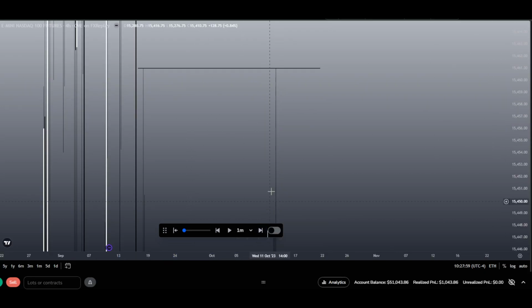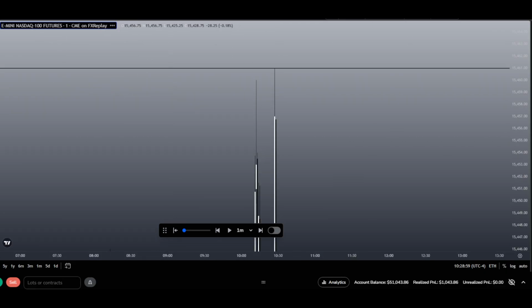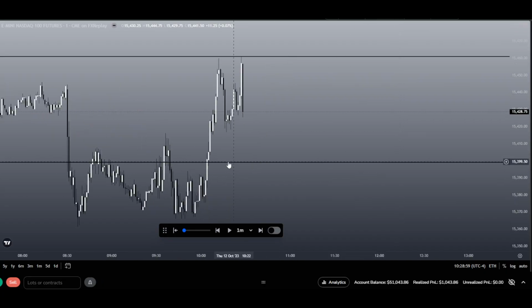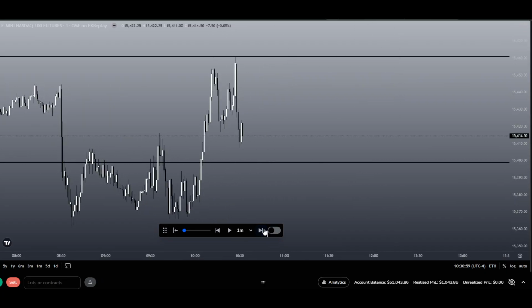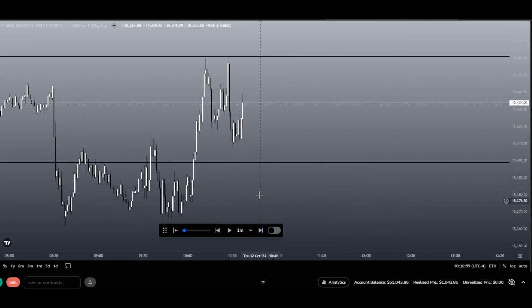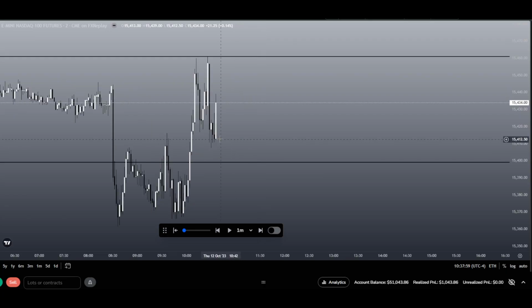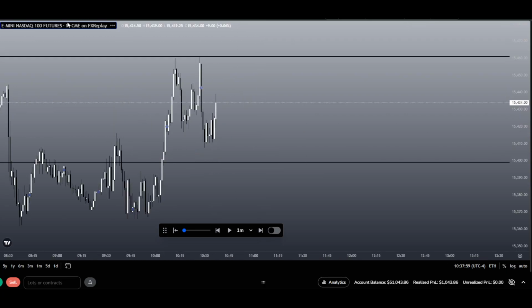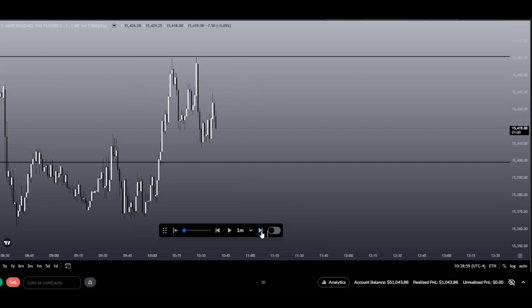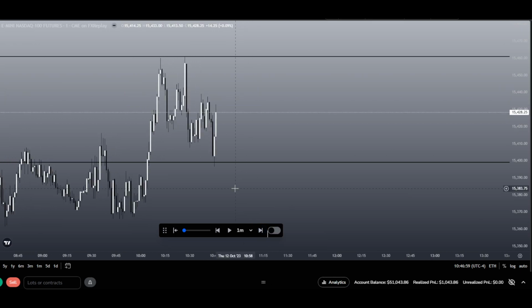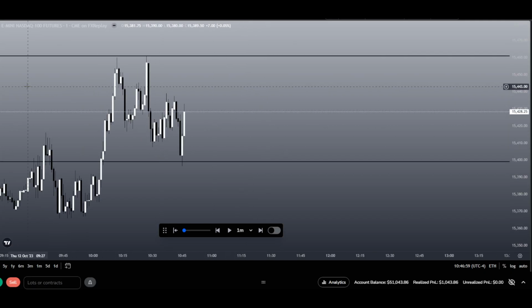What's this high at? 15461. Okay, we left equal highs. So I'm gonna look for a pullback into this range and a long. That's a huge 30-second gap. I don't like that. Oh, I do like that though.